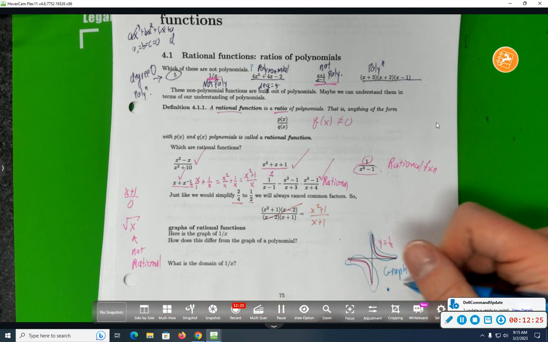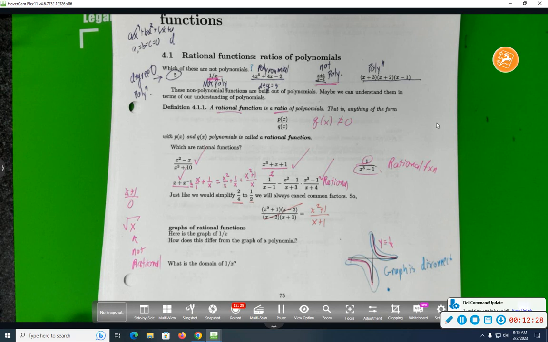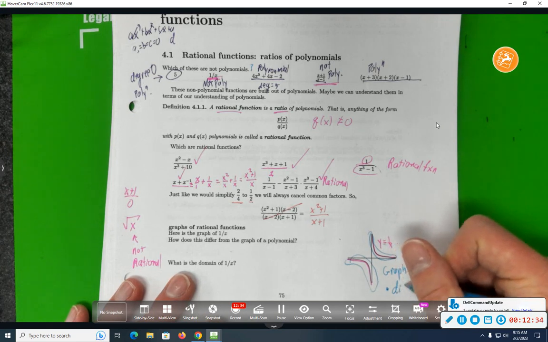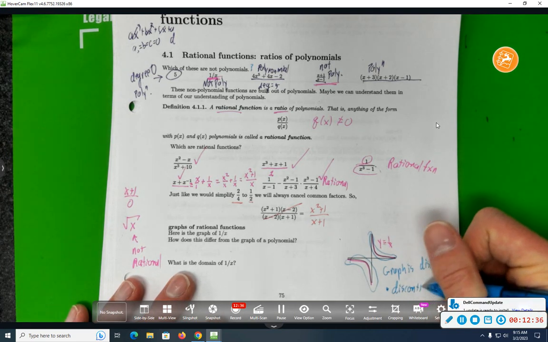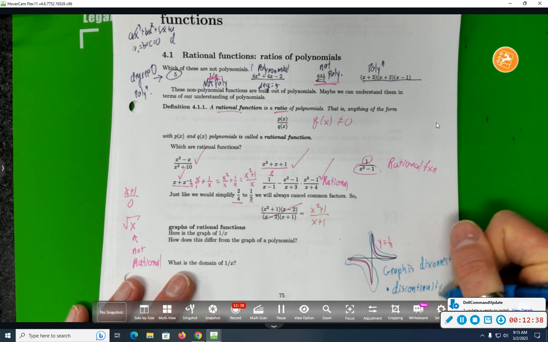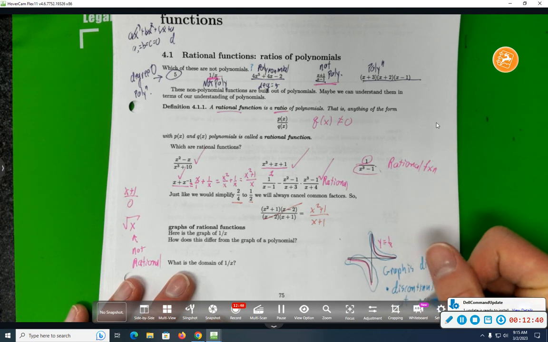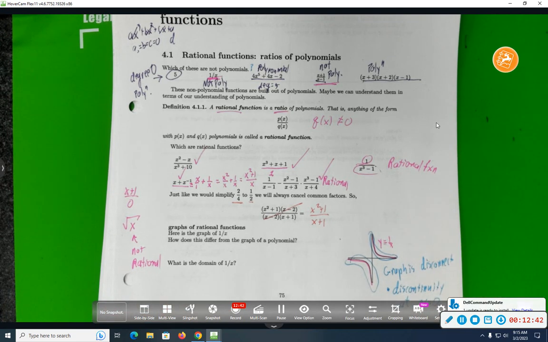Maybe I'll say it this way. At x equals 0, there's a pretty big jump. There's a discontinuity at x equals 0. If you picture the graph of a polynomial, does it ever have any discontinuities? Are there any breaks in the graph of a polynomial? No. So there's one thing.